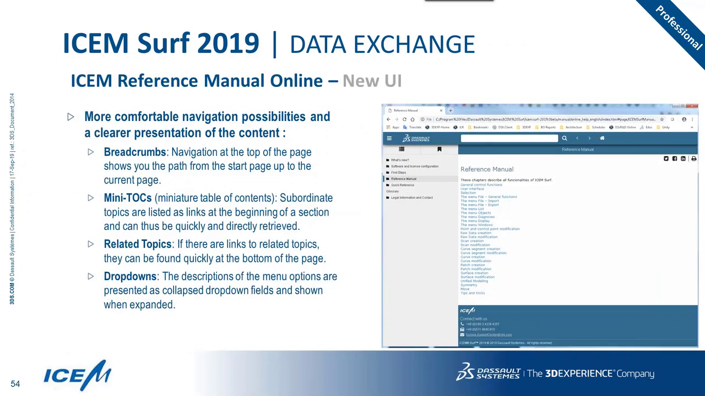We've refreshed the reference manual, the online help. It's now very fresh, very modern, and works really nicely. For people learning the software or getting to grips with some unfamiliar bits, it's a lot easier to do with things like breadcrumbs, miniature table of contents, related topics, and dropdowns. So it's had a great refresh. It's got a modern, fresh feel to it.